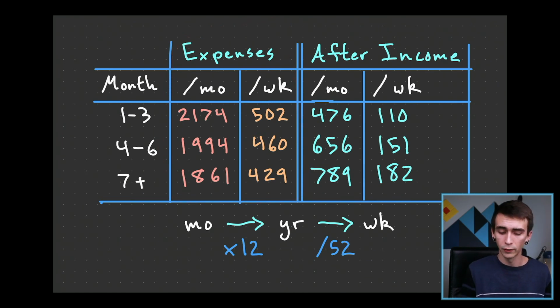On a monthly basis, we're starting out with $2,174. And after we get the loan out of the way, I'm only going to be owing $1,994. And then after all of the debts are out of the way, it's only going to be $1,861. And that comes out to $502, $460, and $429 per week.